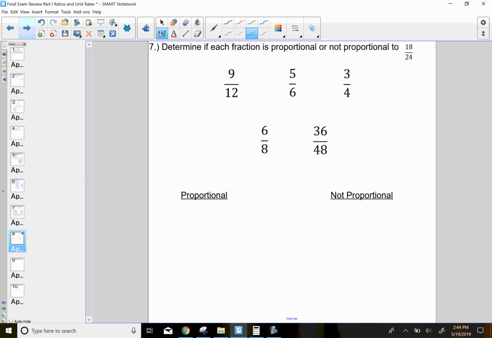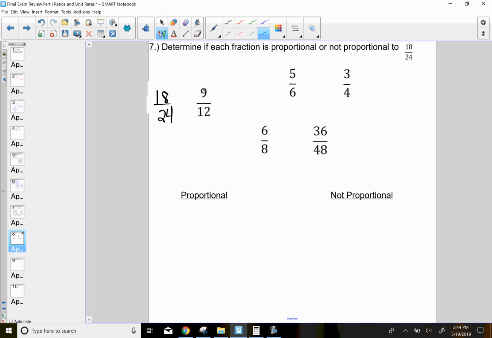All right, number 7: determine if each fraction is proportional or not to 18/24. My job is to go through, and I'm going to write 18/24 right here, and then drag each fraction over to see if they're equivalent. Basically, can I put an equal sign there? If I can, you have to be able to prove it.